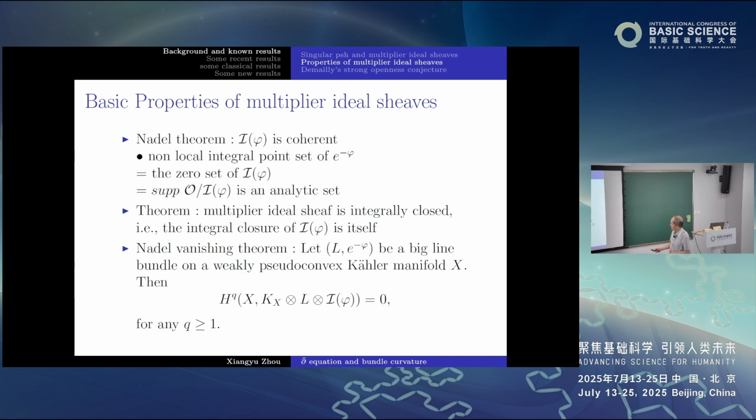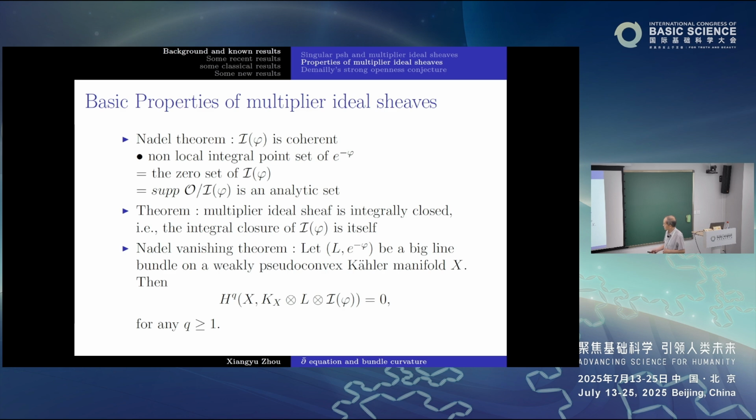And another theorem is that the multiplier ideal sheaf is integrally closed. And Ladle has the following vanishing theorem. If this line bundle is a big line bundle on a weakly pseudo-convex Kähler manifold, then we have this vanishing theorem. This theorem was formulated by Demailly. Here this multiplier ideal sheaf is associated to this line bundle. In particular, when phi is smooth, of course this sheaf is trivial, so you get Kodaira vanishing.